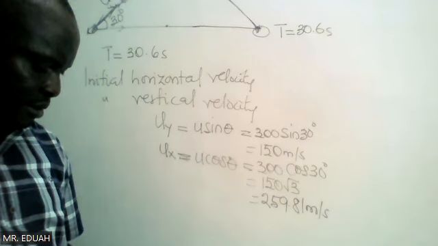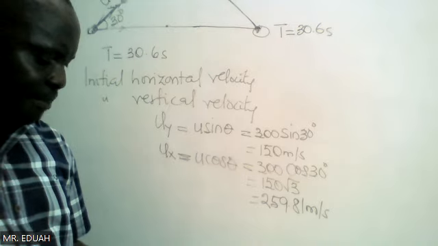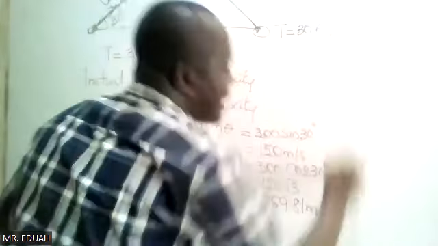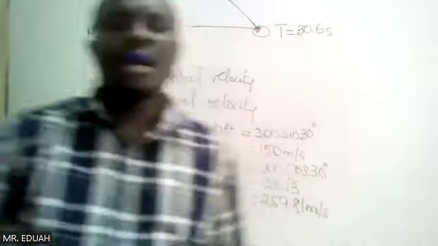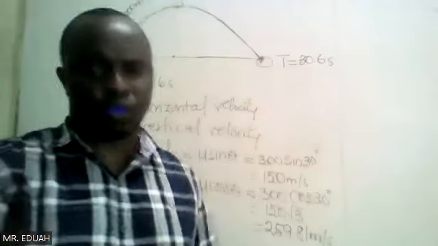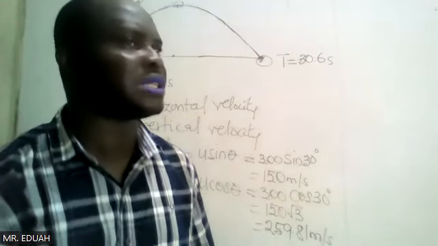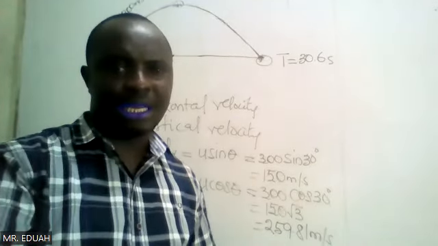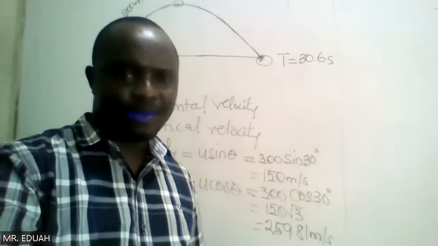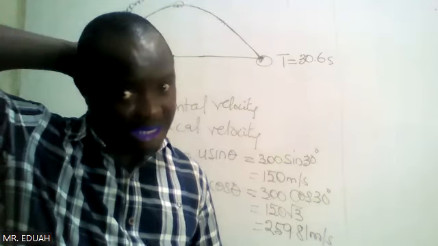B. Determine the maximum height of the missile above the ground. Yes, we have to determine the maximum height of the missile above the ground. So here, I wouldn't want Yaba and Adua, they helped us in the first two. I want somebody else to share with us how to calculate the maximum height. Who is ready? Who is volunteering for us?